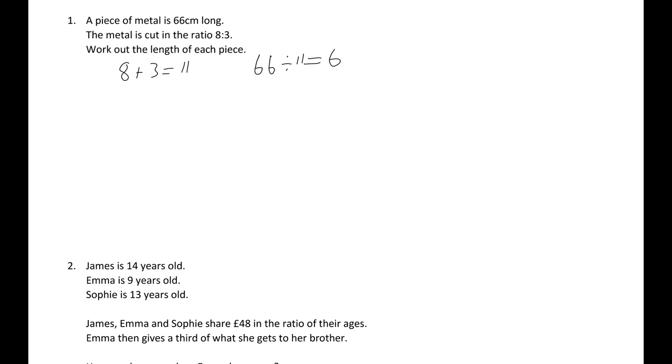Now the first one is going to have 8 of those parts. So 8 times 6 is 48 centimeters. The second one is going to have 3 of those parts. 3 times 6, which equals 18 centimeters. So it will be 48 to 18 centimeters. That's it. That's exactly how you deal with this style of problem. Right, so that's the first question sorted. Let's move on.